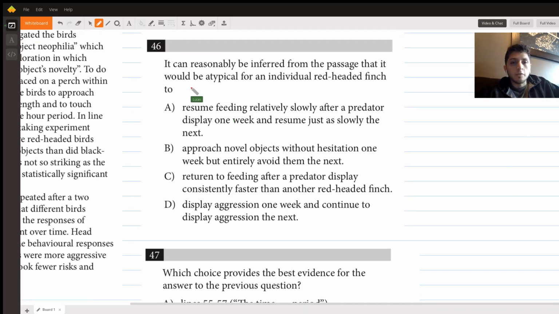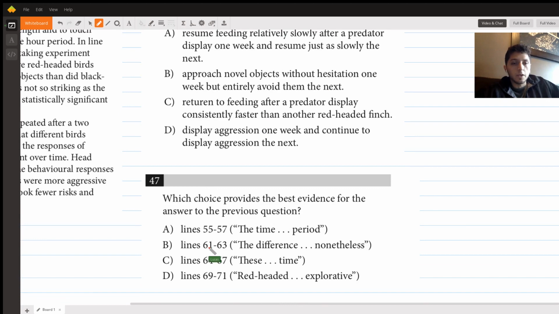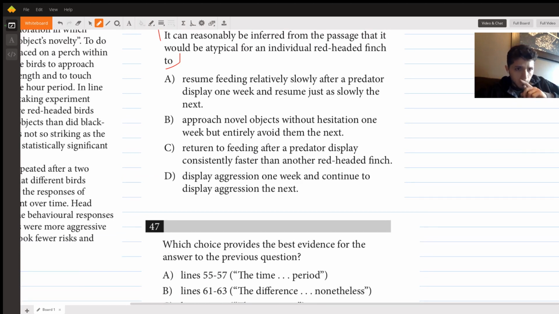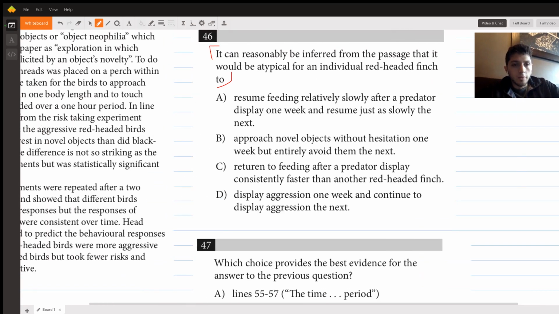So 46 says, it can reasonably be inferred from the passage that it would be atypical for an individual red-headed finch to do something. So normally in this situation we jump right down to 47, look through each of the lines, and ask which line tells us something that it would be atypical for an individual red-headed finch to do. And we might get lucky. It might be a text that very clearly tells us this is something that's not normal. Let's look at a couple of them.